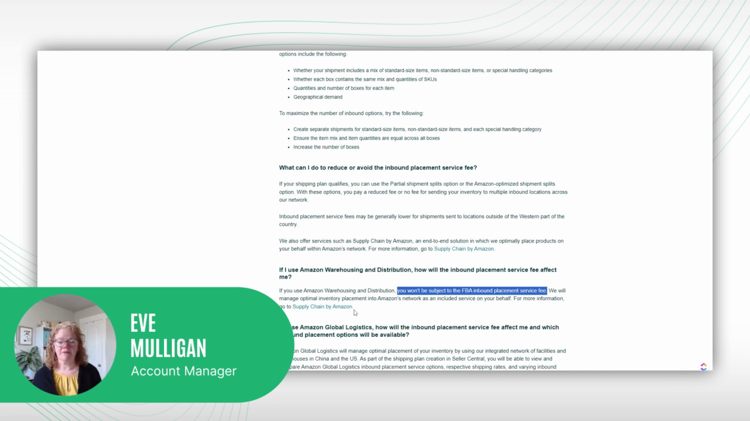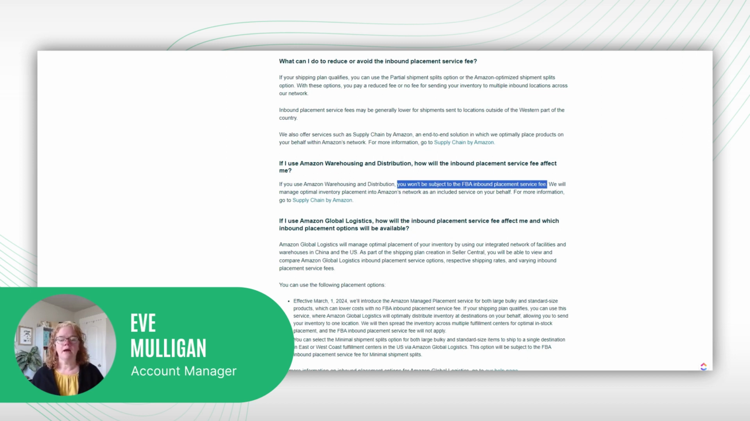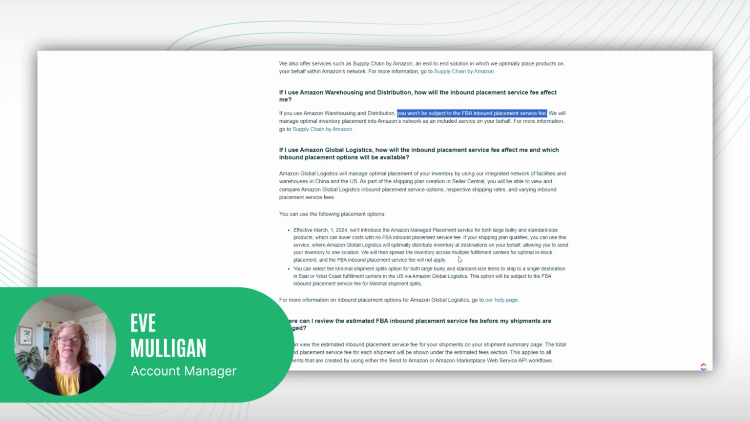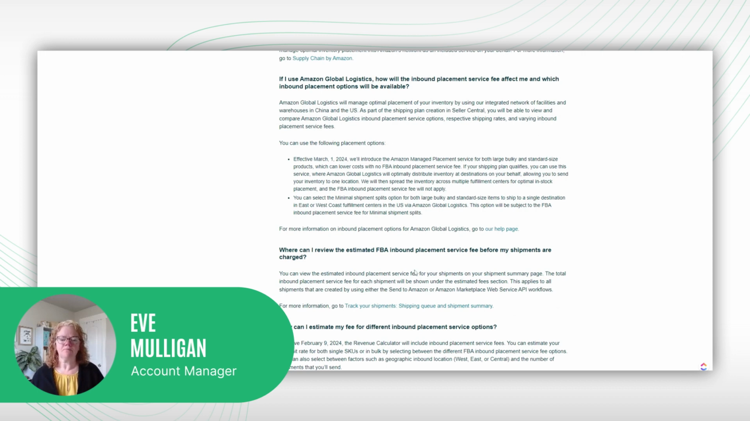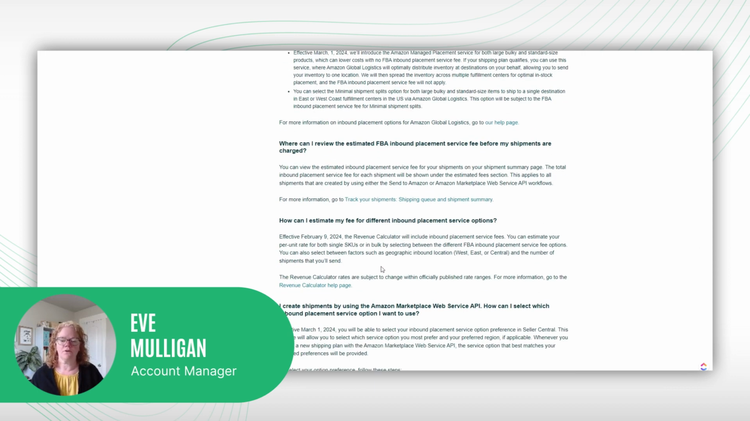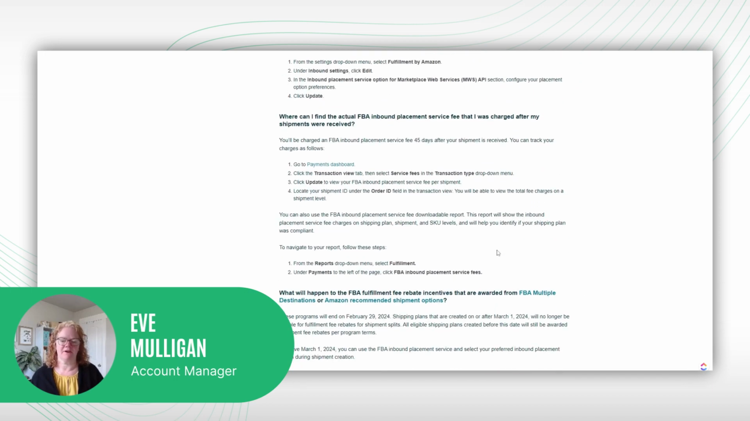Auto replenishment can be fantastic. Amazon is really pushing supply chain by Amazon. You can click here, learn more. Global logistics can also be fantastic. Let Amazon do what they do and have them take care of your inventory from your overseas supplier all the way through. Instead of fighting against Amazon, work within the system. Let them help you. Where can I review? We kind of went over that. How can I estimate? And that's here in the revenue calculator.